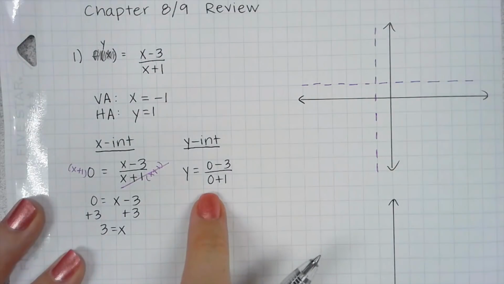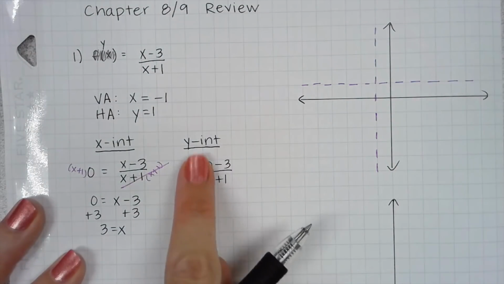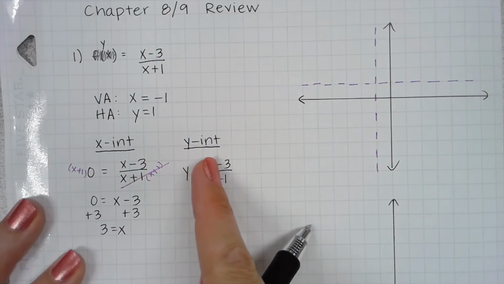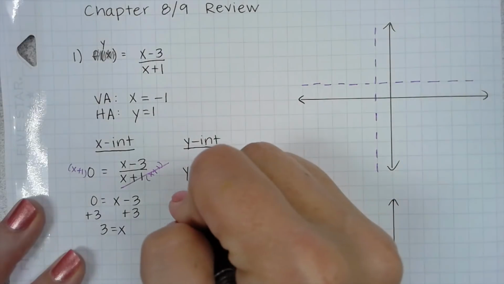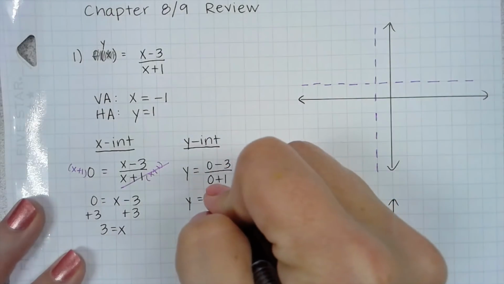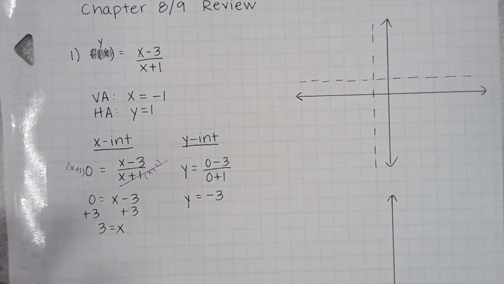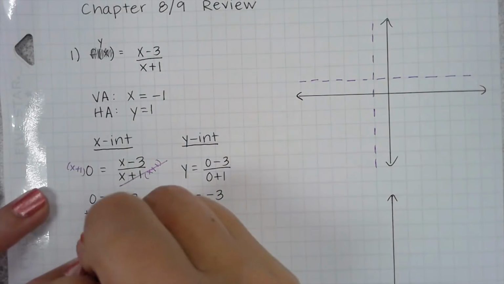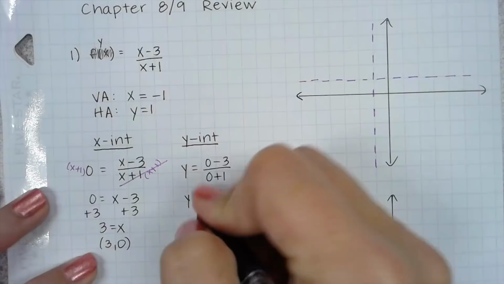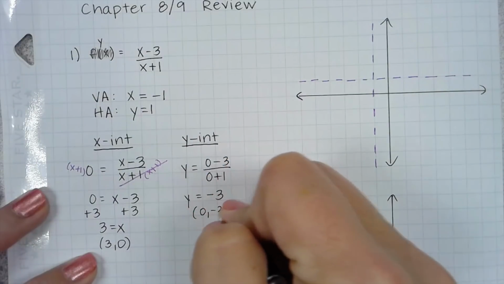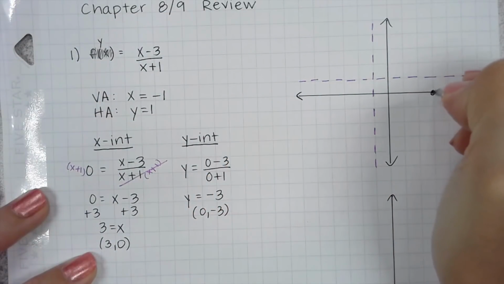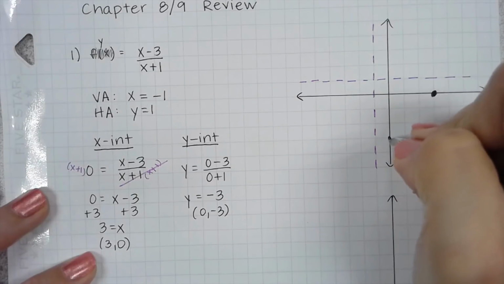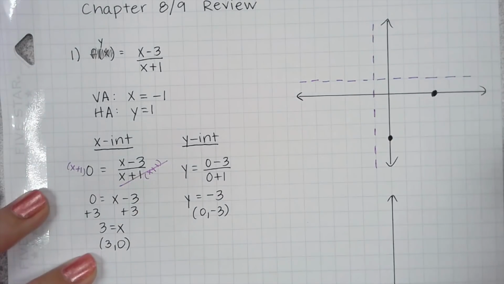For your y-intercept, when I put my zeros in for my x's here, I'm basically just dividing those two numbers with each other. So negative 3 divided by positive 1 is going to give me negative 3. So for my x-intercept for this first problem, my x-intercept is going to be at the point 3, 0, and my y-intercept is going to be at the point 0, negative 3. So this is going to be one of the points on my graph. That's my x-intercept, and then that's going to be my y-intercept.